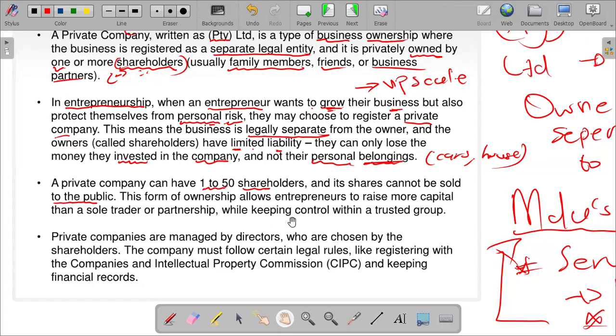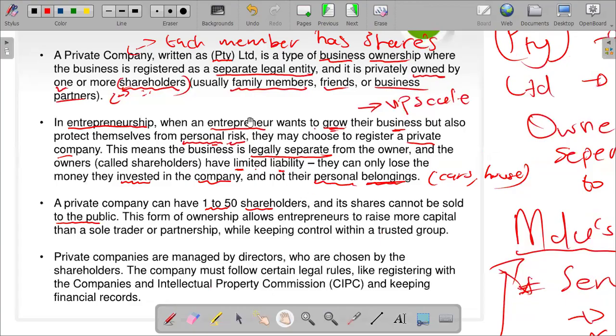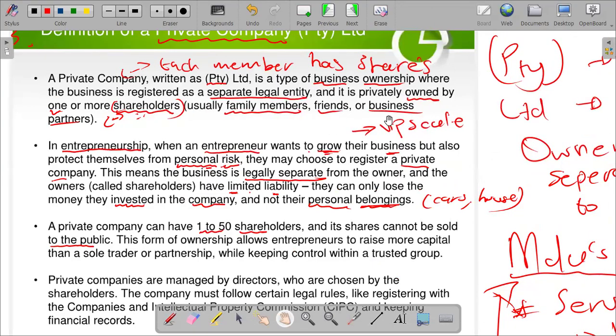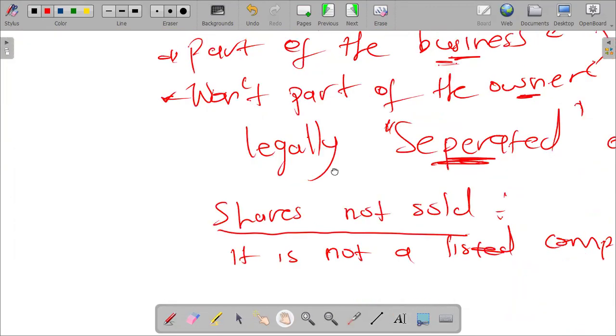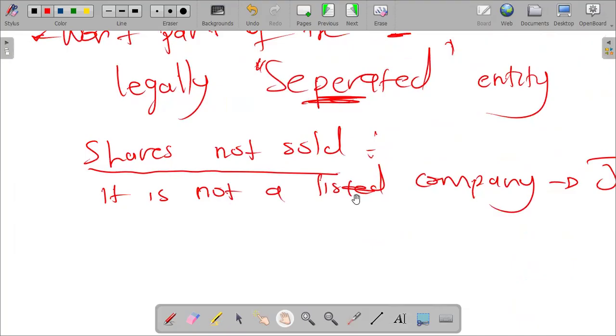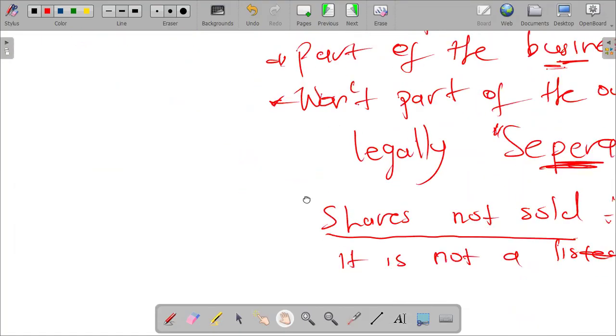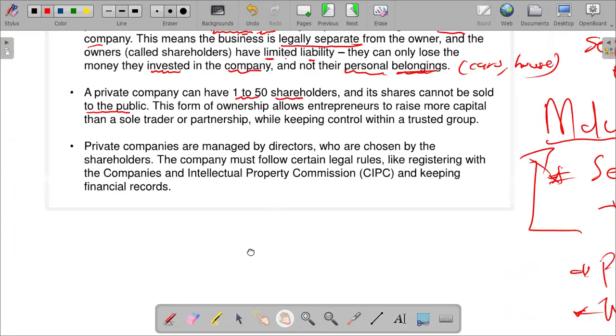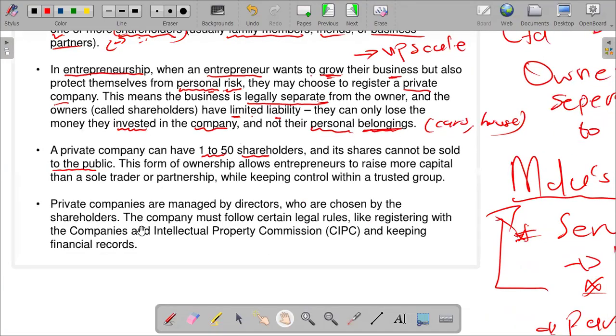But again, you can keep control within that particular trusted group of what? Of family members, friends, or business partners, without listing. Without listing the company to the what? To the public. All right. And then the last definition: private companies are managed by directors.